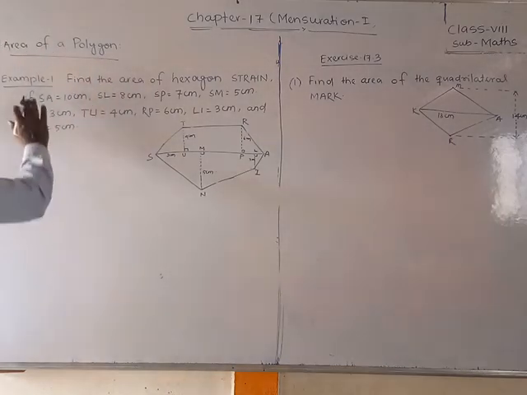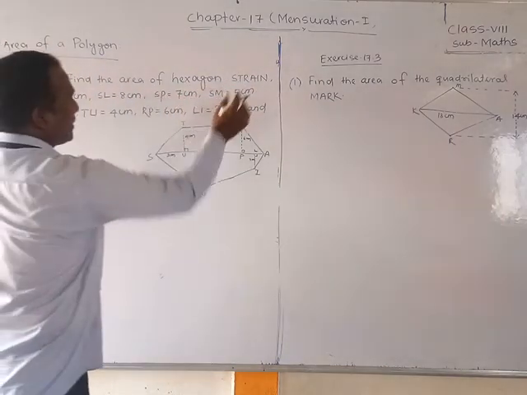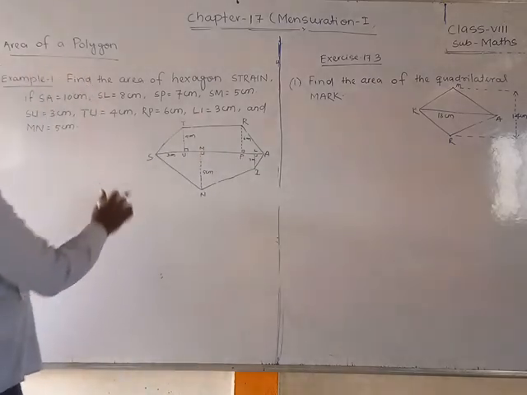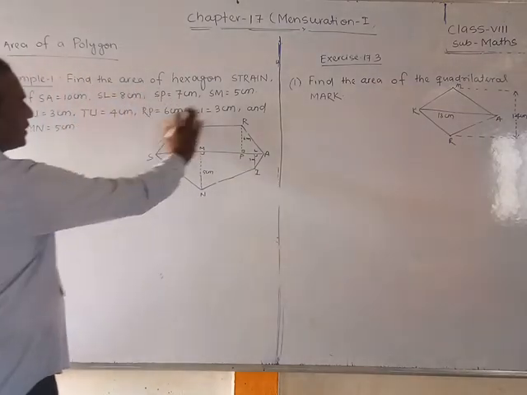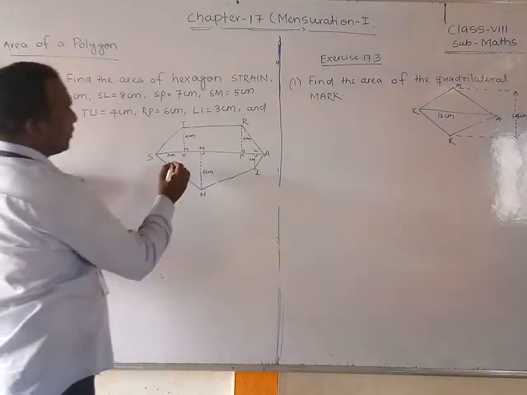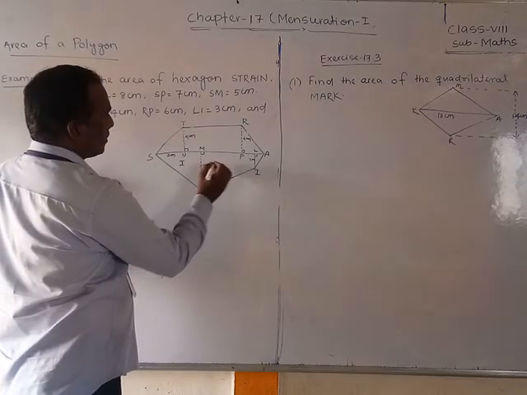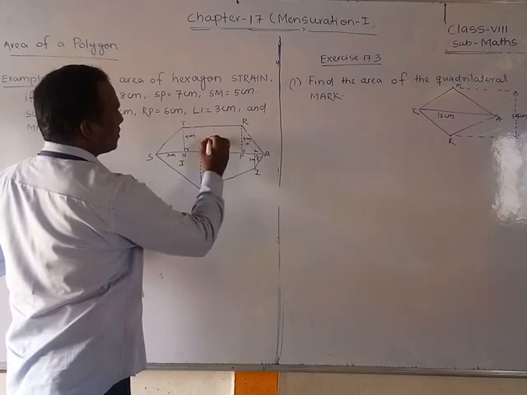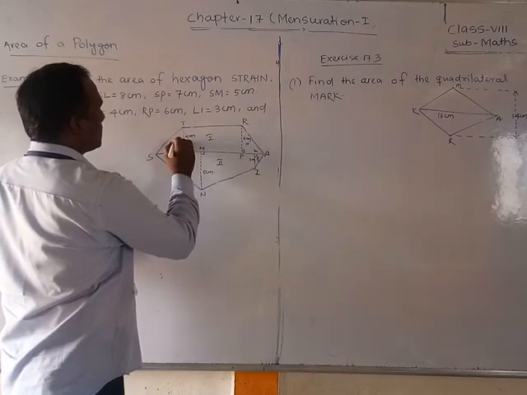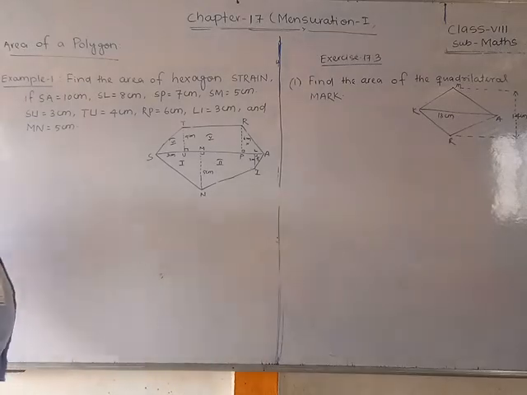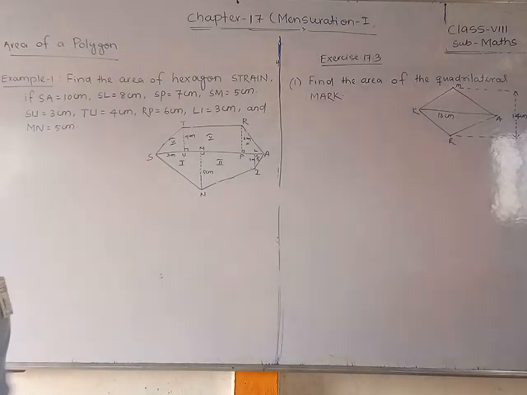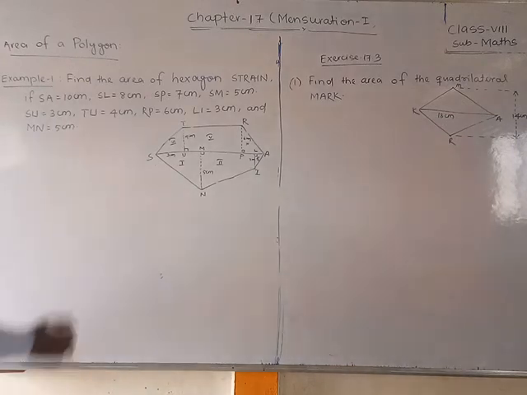Here, find the area of the hexagon. The hexagon has 6 sides, so find the area of this hexagon. Suppose this is figure 1, this is figure 2, this is third, this is fourth, this is fifth, and this is sixth. If we find the area of these 6 figures, then we will find the total area of the hexagon.